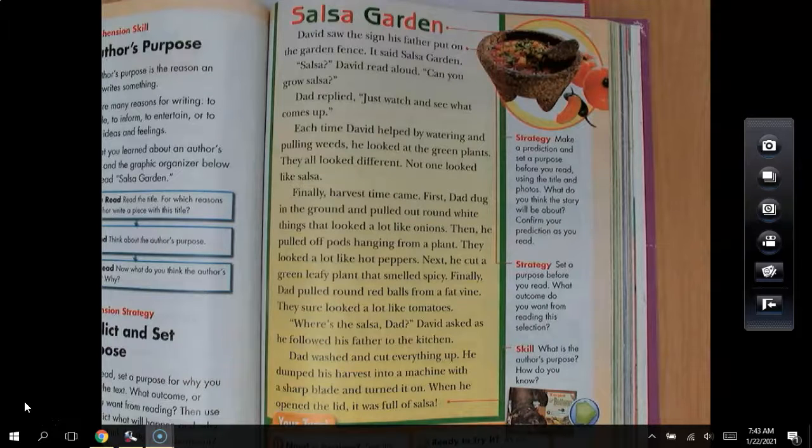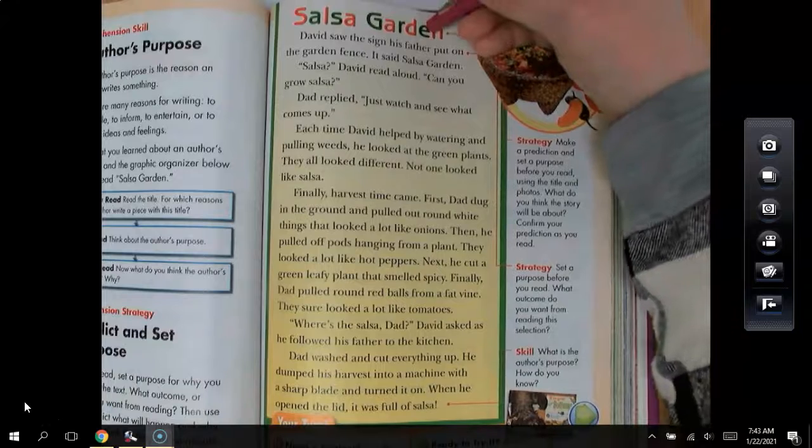Well, make a prediction. Set a purpose before you read. Okay, so maybe the story is going to be about how someone makes salsa, or maybe how someone grows these vegetables in their garden. Remember, when you make a prediction, there's really no right or wrong answers. You're just taking a guess based on the title.